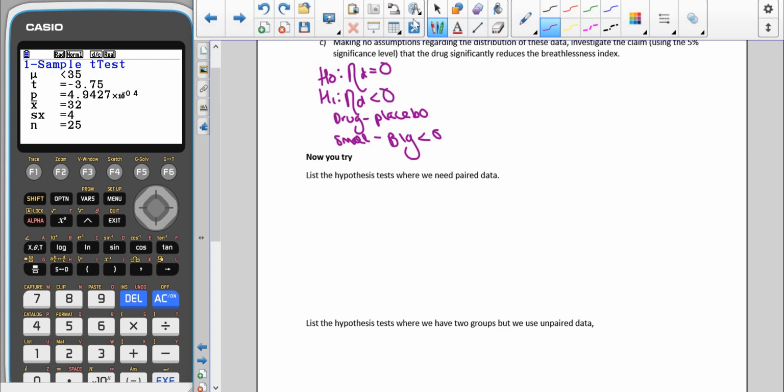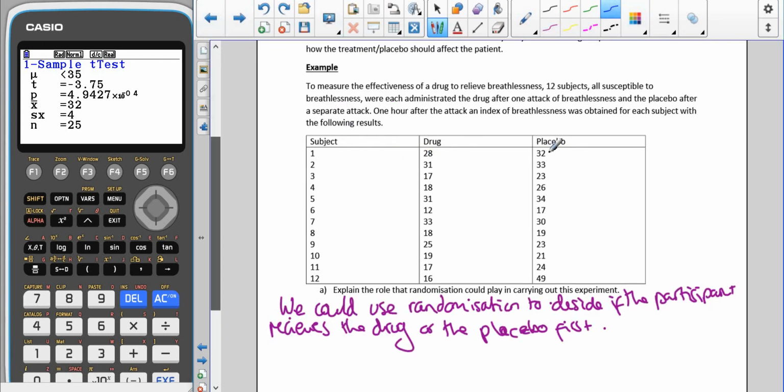So then I need to go through and do my subtractions and write down the sign that we end up with. So if I did 28 minus 32, I'd get a negative number. If I did 31 minus 33, I'd get a negative number. 17 minus 23, I'd get a negative number. 18 minus 26, I'd get a negative number. 31 minus 34, I'd get a negative number. 12 minus 17, I'd get a negative number. 33 minus 30, I'd get a positive number. 18 minus 19, I'd get a negative number. 25 minus 23, I'd get a positive number. 19 minus 21, I'd get a negative number.